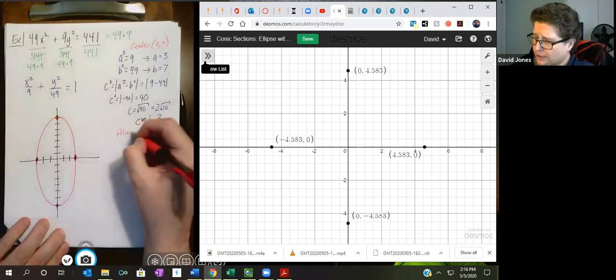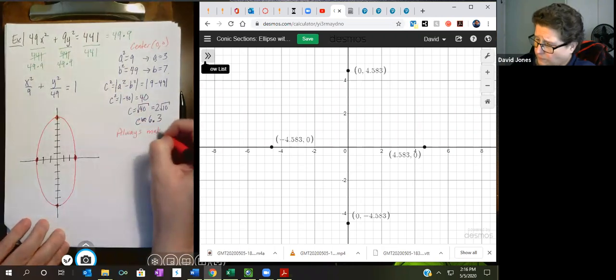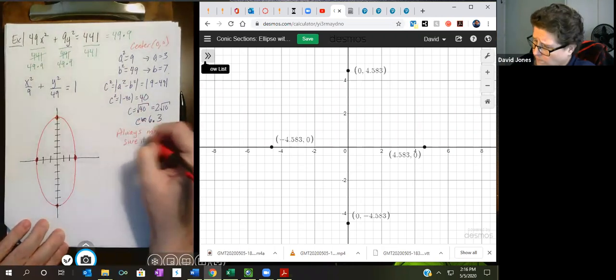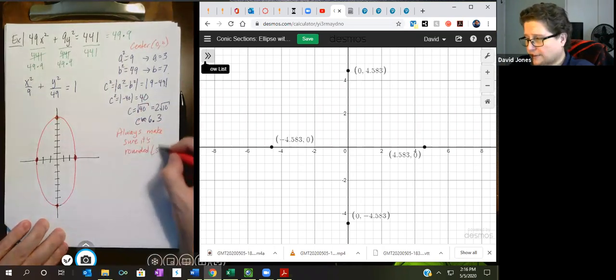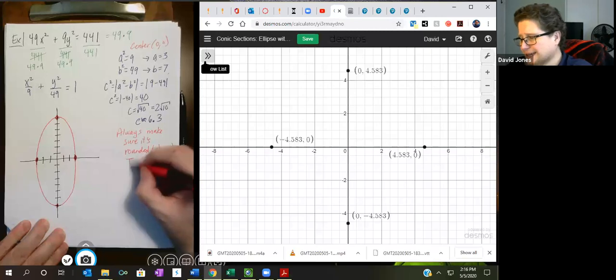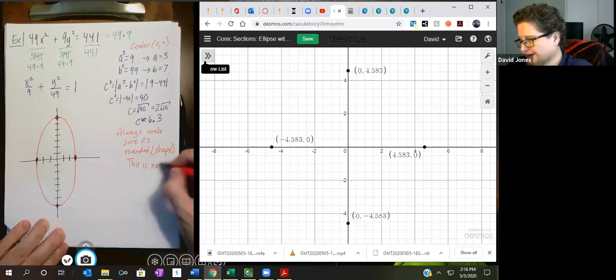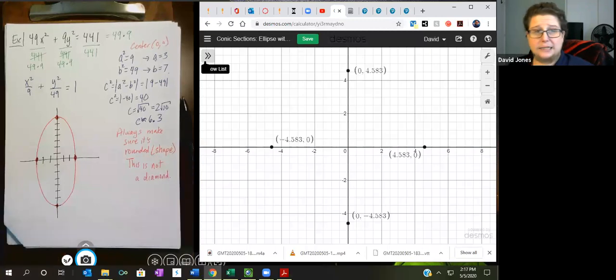always make sure that it's rounded. The shape. This is not a diamond. It amazes me how many students are lazy and just start drawing straight lines, make a diamond out of it. Just practice doing curves. It's not hard. Your shape may look ugly. This isn't a perfect ellipse, but it looks round. It looks like an egg, right? It looks eggish.